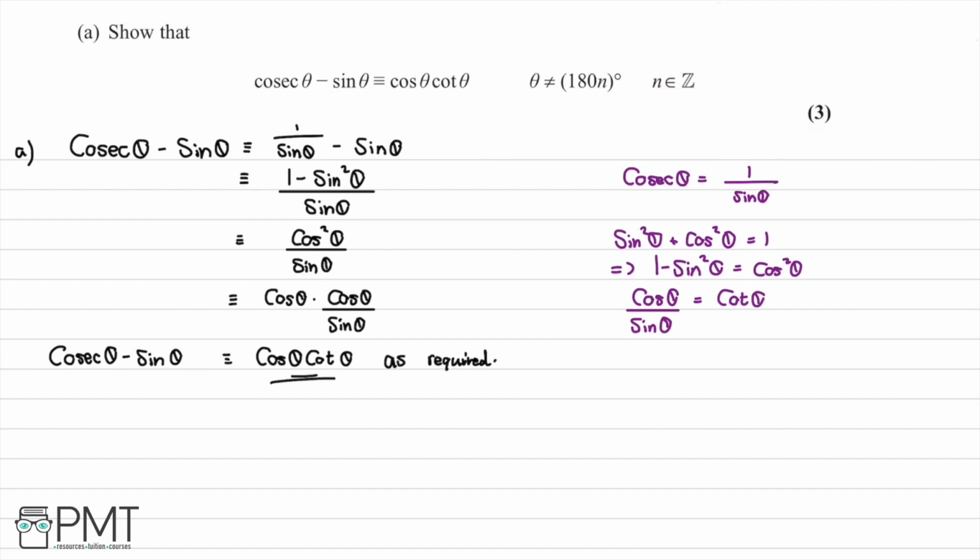This question was worth 3 marks, and where did we pick up our 3 marks? We receive our first mark for stating and using the trig identity that cosec theta is equal to 1 over sine theta. We get our second mark for substituting this in and combining our fraction into a single term, which was at the stage when we had 1 minus sine squared theta over sine theta. And we receive our third and final mark for following through with the rest and coming to the correct conclusion which the question asked for.